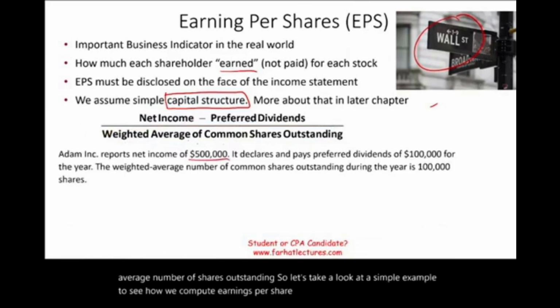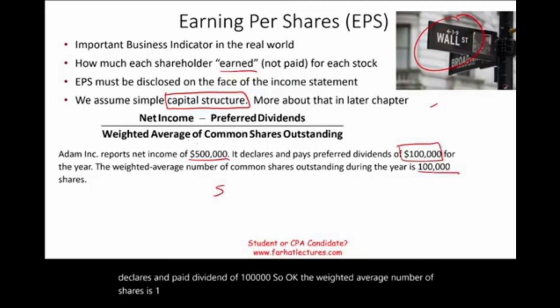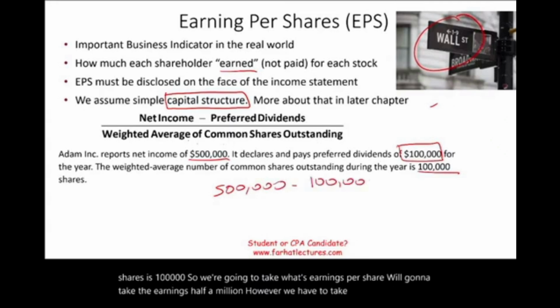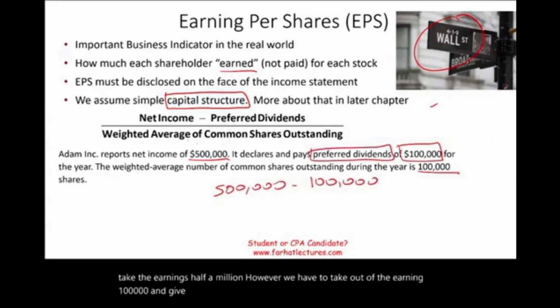reports $500,000. It declares and pays a dividend of $100,000. So the weighted average number of shares is 100,000. What's earnings per share? We're going to take the earnings, $500,000. However, we have to take out of the earnings $100,000 and give it to those preferred shareholders. They have a preferential treatment, $100,000.